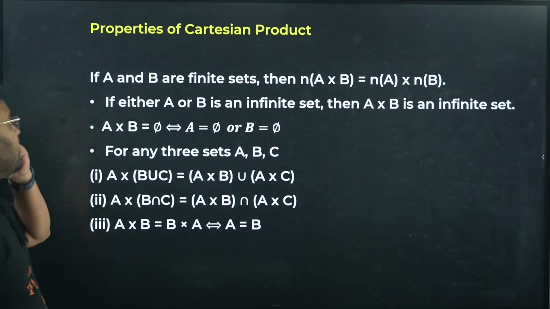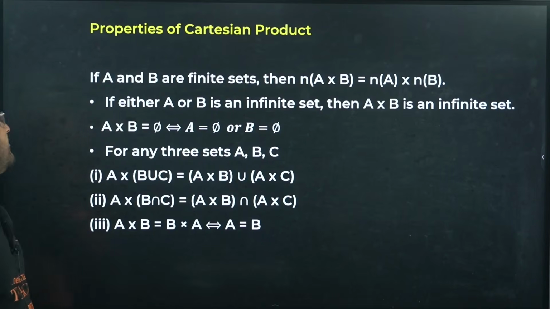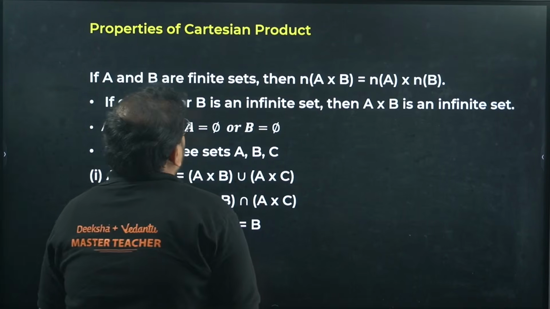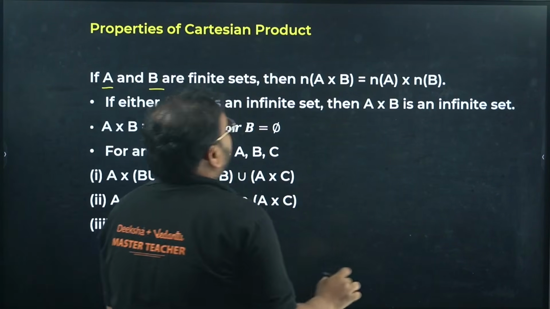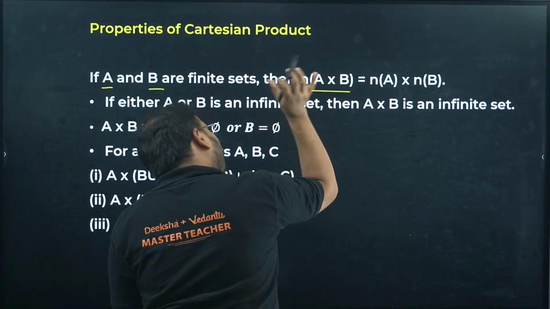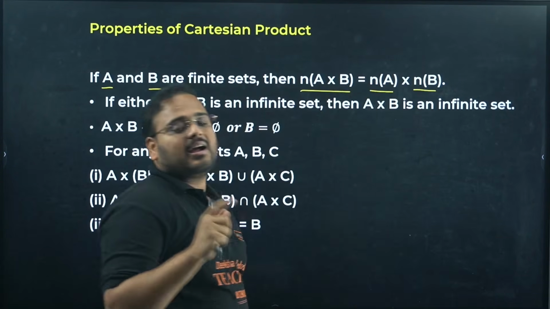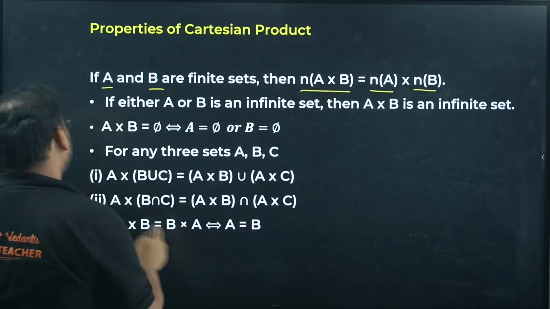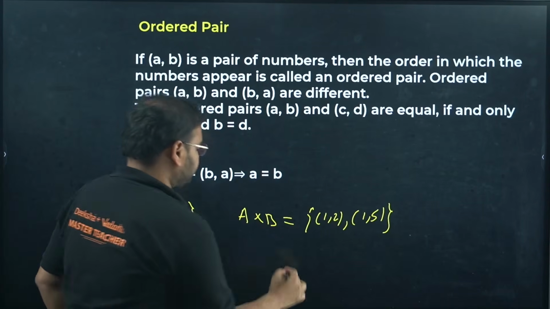Next, properties of Cartesian product, very important. Please pay attention. If A and B are finite sets, meaning they have a fixed number of elements in both A and B, then n of A cross B, what is n of A cross B? The cardinal number of A cross B is given by n of A into n of B, meaning cardinal number of A into cardinal number of B. Check over here.